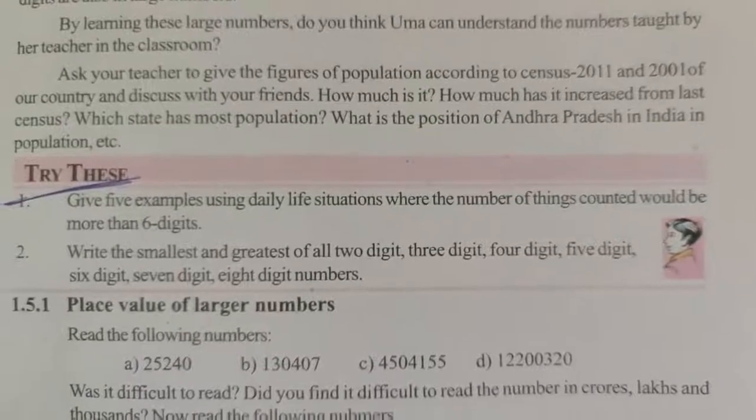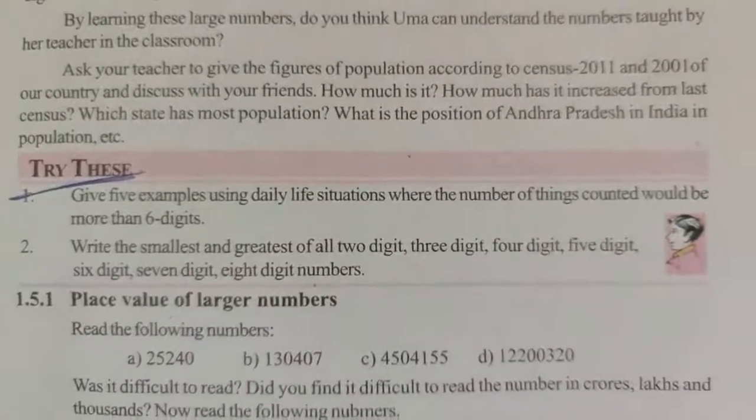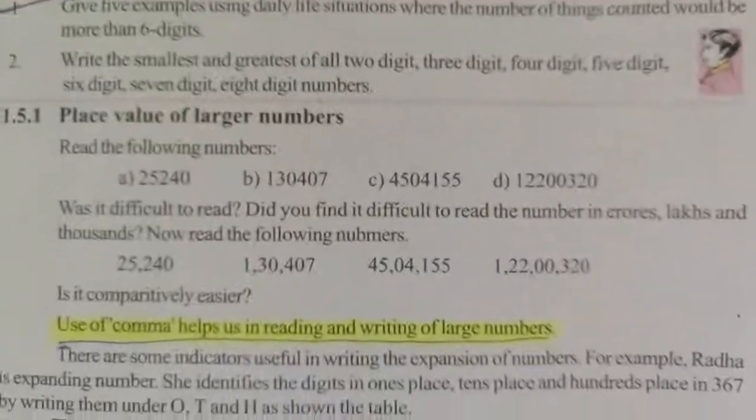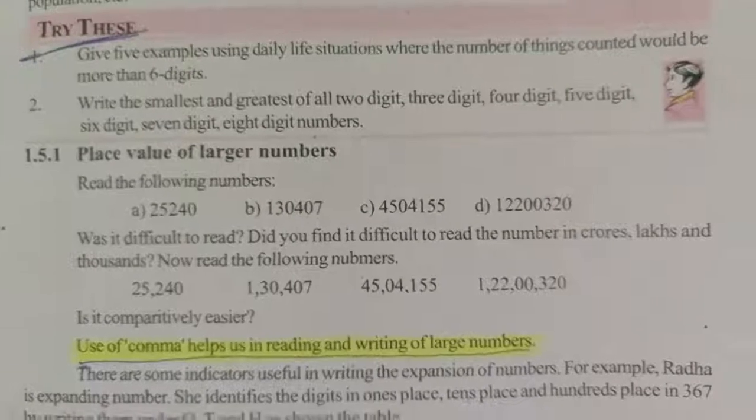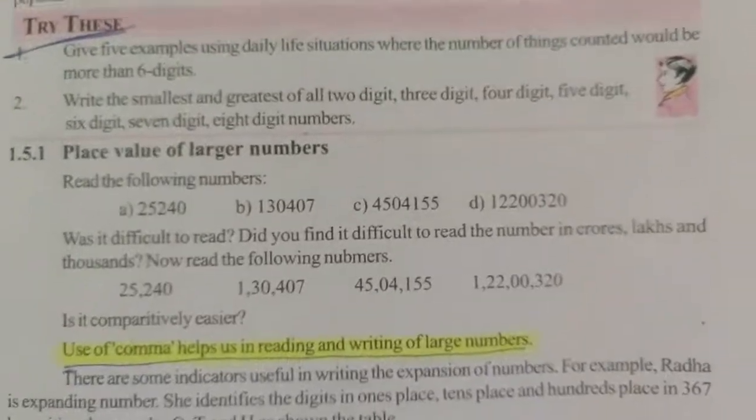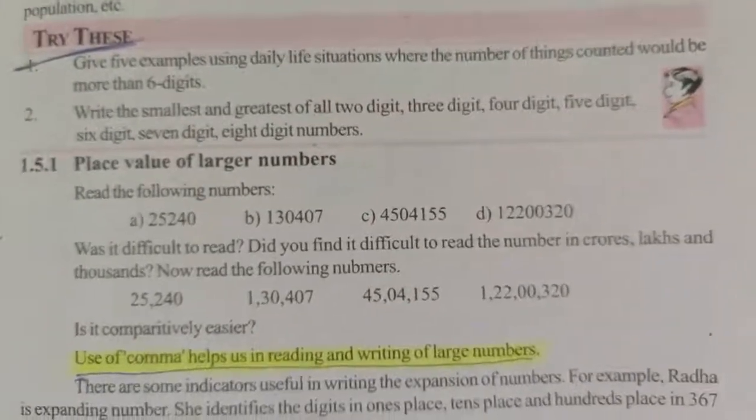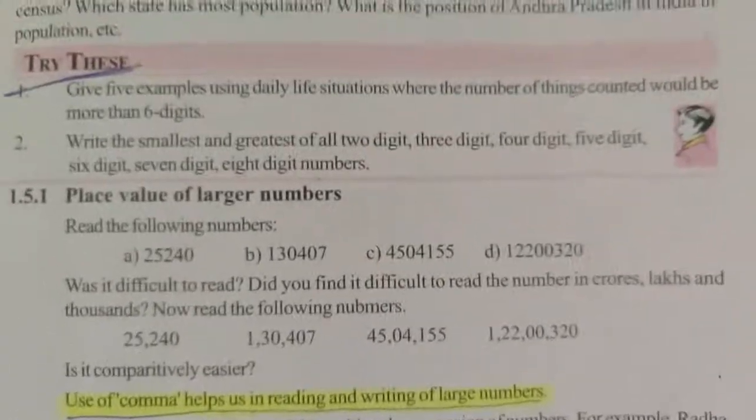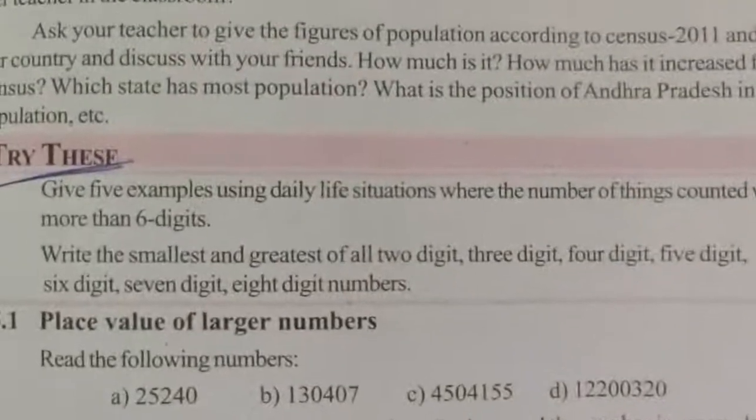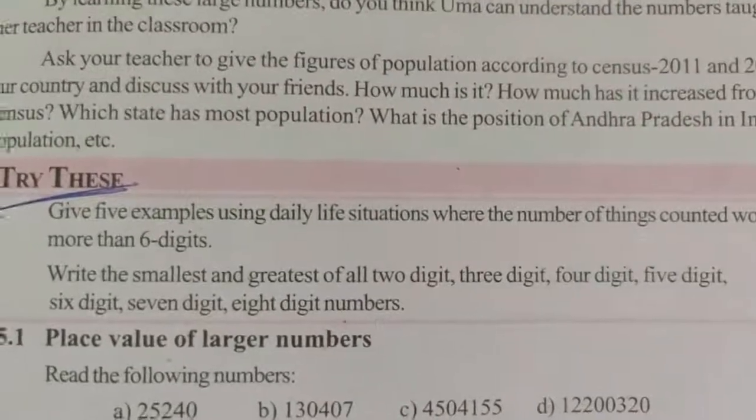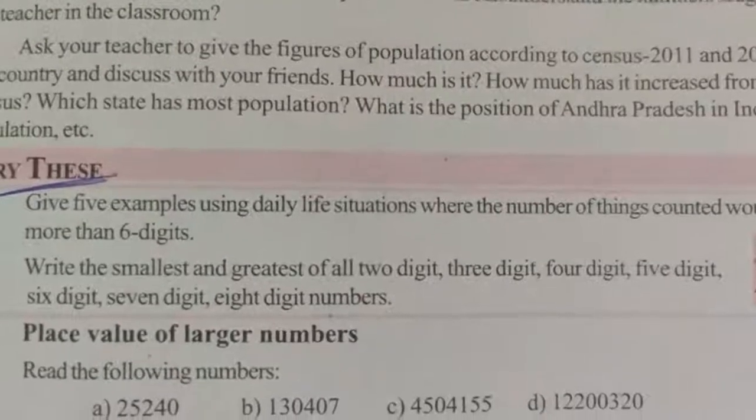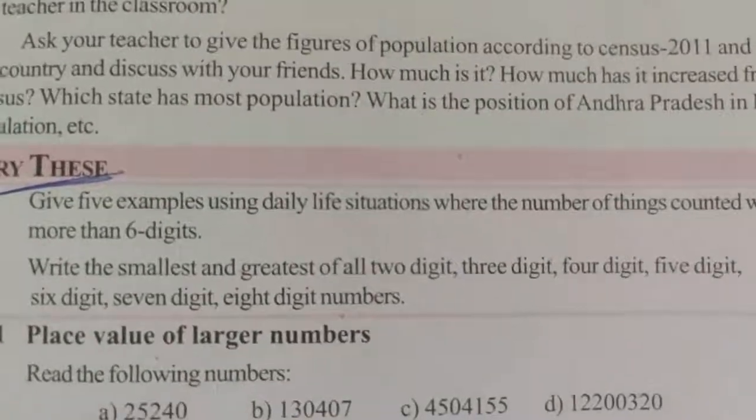Use this when the number of things counted would be more than 6 digits, like your village population, etc. Next, see what is the smallest and greatest of all 2 digits, 3 digits, 4 digits, 5 digits, 6, 7, up to 8 digit numbers.